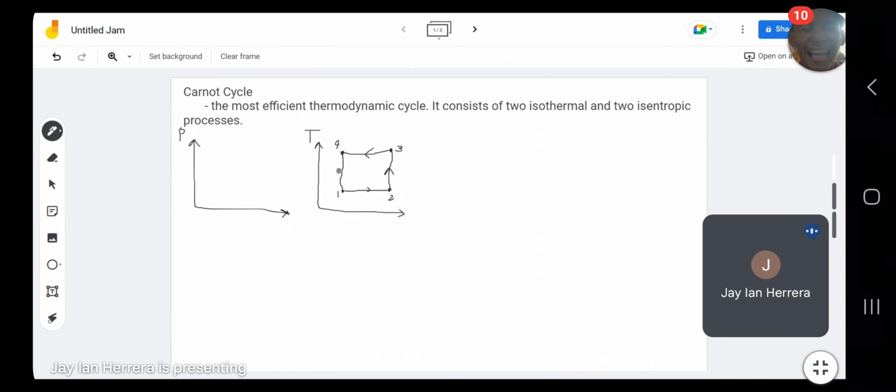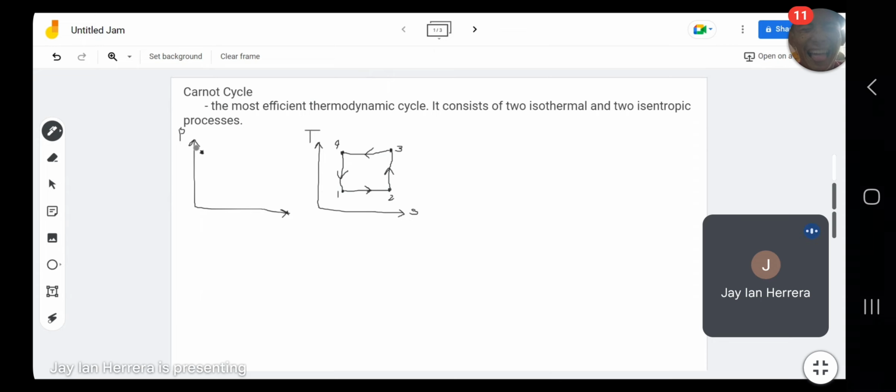So makikita nyo naman na pag point 1 to 2, isothermal kasi the change is horizontal lang. So constant temperature yan. Ganon din sa 2 to 3, constant entropy, since vertically lang ang change. And so on. So for our PV naman, goes like this.